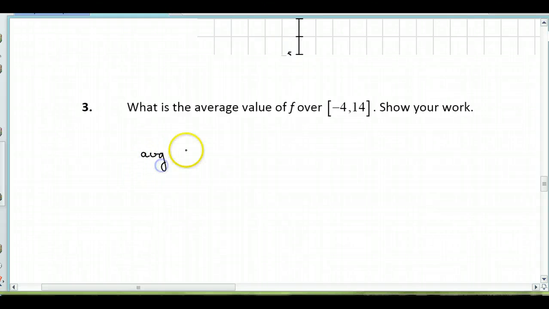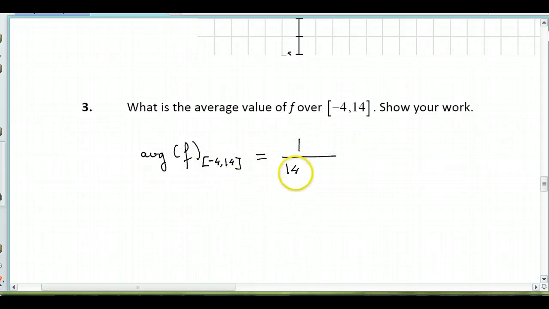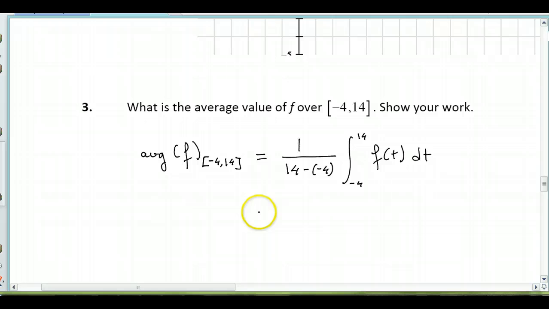So the average value of f, I don't know of any notation that we use for that. This is a completely acceptable one, although ad hoc. What is it? By definition, 1 over b minus a, 14 minus -4, and then the integral from -4 to 14 of f of t dt. So this is 1 over 18 times the integral from -4 to 14 of f of t dt.